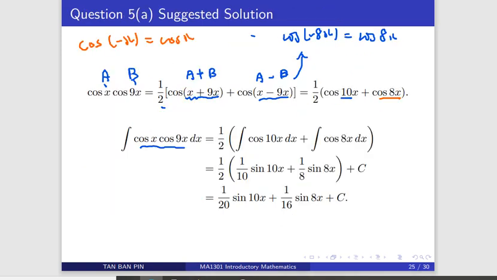So after that, you integrate cosine 10x and cosine 8x. Integrating cosine 10x will give you sine 10x divided by 10. Integrating cosine 8x will give you sine 8x divided by 8. So with that, you have 1 over 20 sine 10x plus 1 over 16 sine 8x plus c.